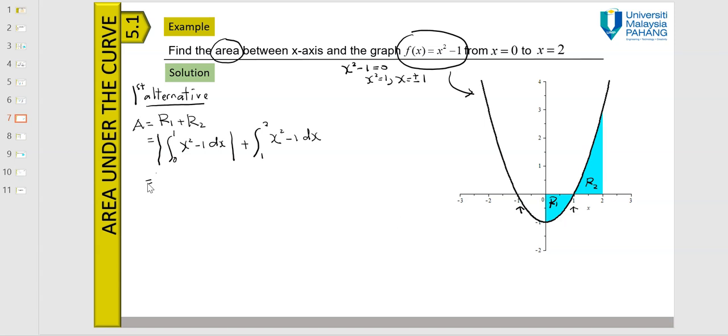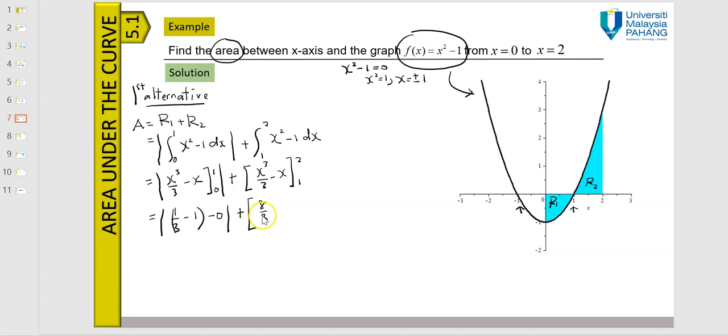Integrating this, you should have x cubed over 3 minus x, from the limit 0 to 1, with the absolute sign here. And then plus, for this one we have the same function, x cubed over 3 minus x, from the limit 1 to 2. Okay, so substitute the lower and upper limits here. Don't forget your absolute sign. So we have 1 over 3 minus 1, then minus 0, and then plus 8 over 3 minus 2, minus 1 over 3 minus 1.